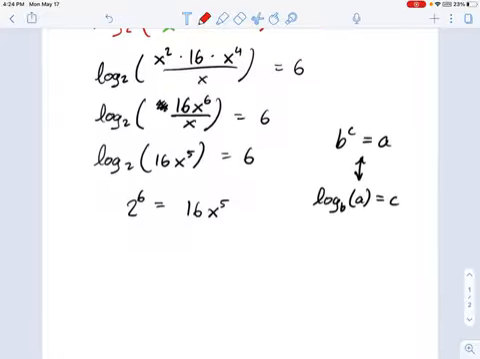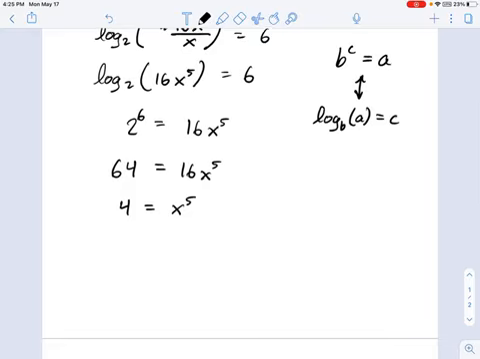And now I have 2 to the 6th power. Well, what is that? I have to do this every time. 2 to the 4th power is 16, 32, 64. I think that's 64. I'm going to cross our fingers there. And then over here we have 16x to the 5th. So divide each side by 16. We get 4 equals x to the 5th. And now I have the 5th root of 4 equals x. And that'll be the solution to this one.